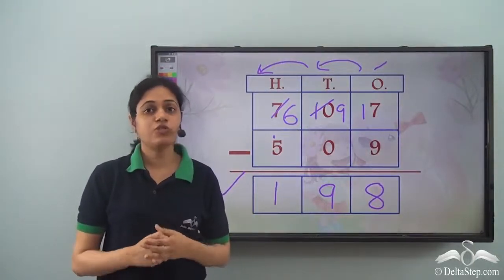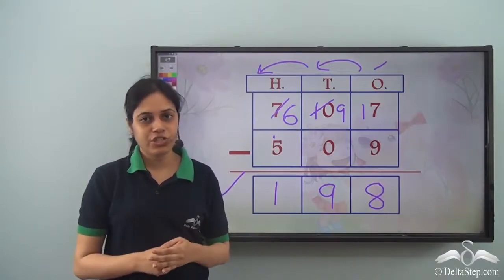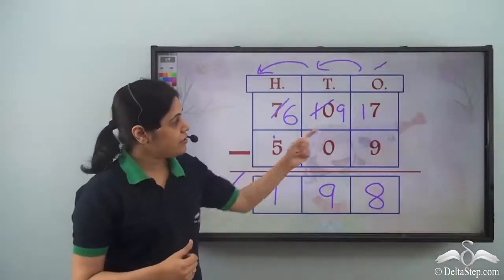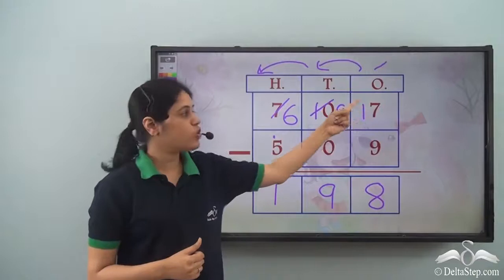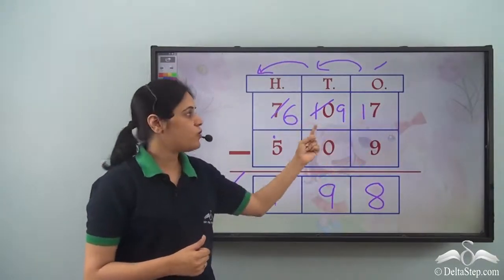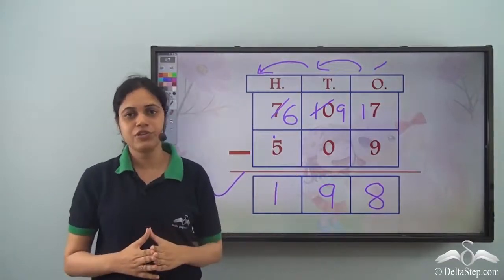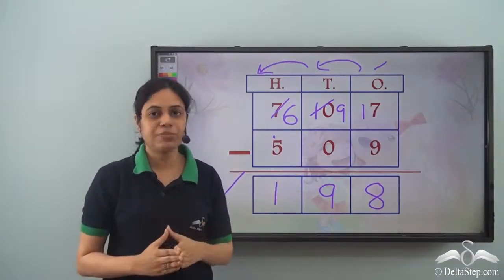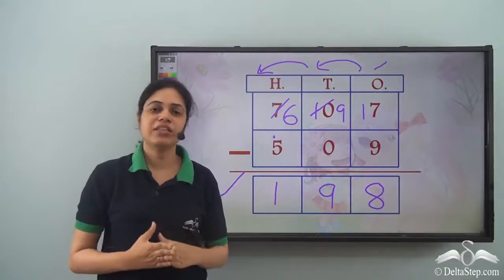So this is how you subtract two 3-digit numbers, and whenever the number which is placed on top is less than this number, it needs to borrow from the number on its left. So do practice many subtractions of this type till you get them all correct.